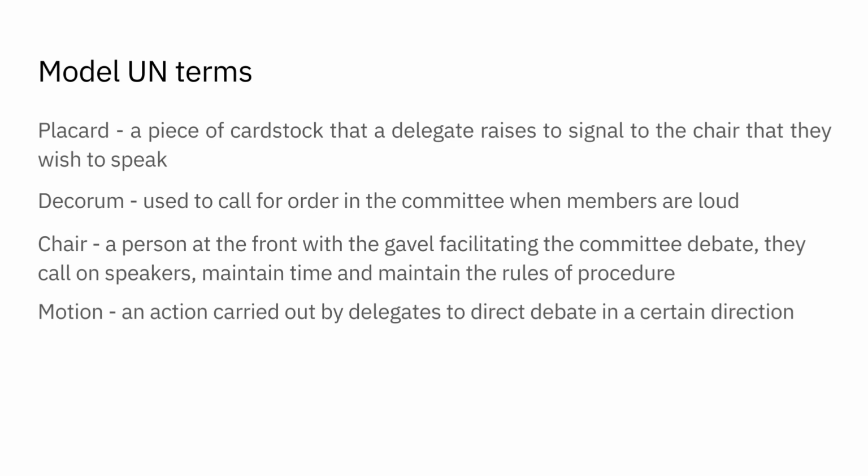There's a chairperson. The chair is a very important person because they're sitting at the front of the room with the gavel, and they're the ones that facilitate all the debates. They make sure that no one is talking over each other, cross-debating, and they call on speakers. They maintain the time of the speeches and the time of the entire committee, and they maintain the rules and procedures at all times.